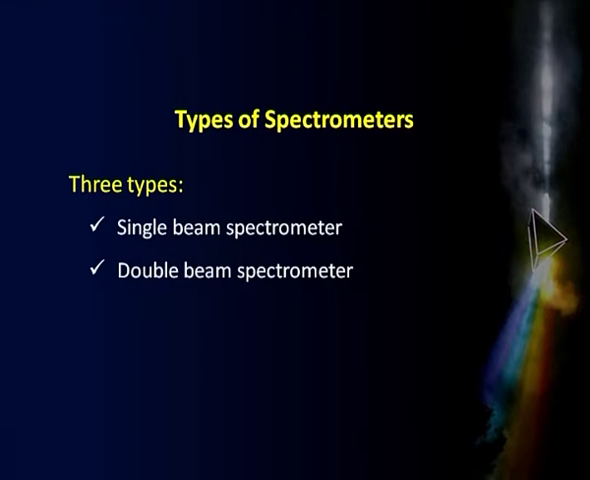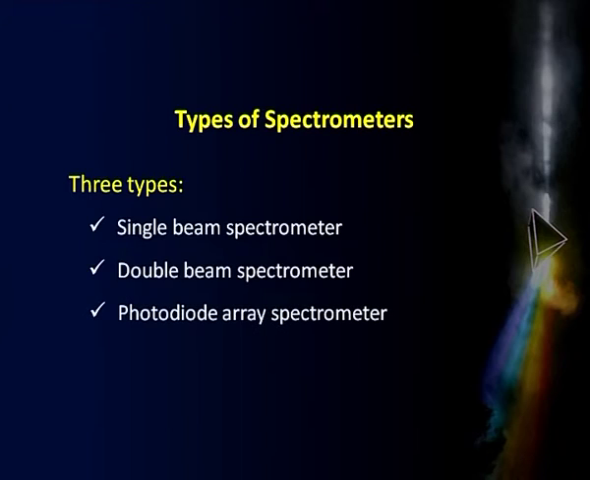And then there is a double beam spectrometer, because this nomenclature has a significance, because they talk about the nature of the spectrometer I am going to use. And the third one is the photodiode array spectrometer. Let us see each one of them one by one.